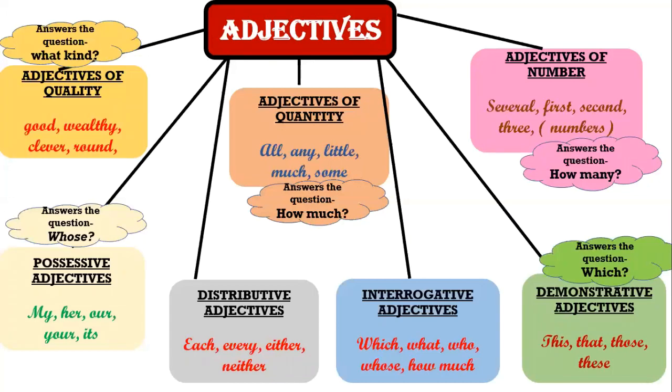Distributive adjective, just these words you remember: each, every, either, neither. When these words come next to a noun, it is a distributive adjective. And possessive adjective, when you show a possession. This is my mother, this is my food, this is her food, this is our friend. Then, is this your book? All those are possessive adjectives. So this is the complete summary of adjectives and its kinds.